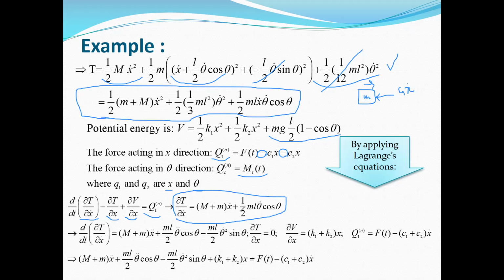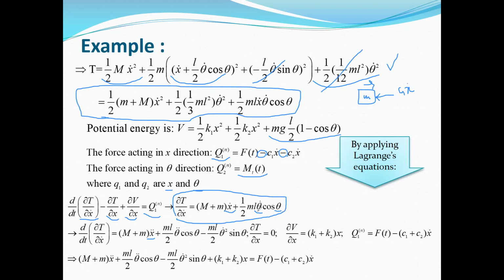And now we need to calculate the derivative of this term with respect to time. M plus m is a constant value. The derivative of x dot with respect to time is x double dot, this term. And here we have half m l times theta dot cosine theta. Theta dot is a function of time, theta is a function of time, so we will have the derivative of the first function multiplied by the second function plus the derivative of the second function multiplied by the first function.